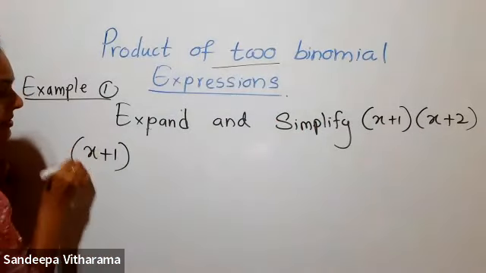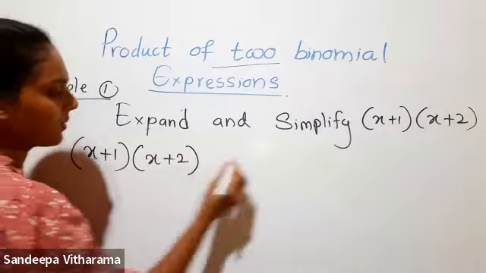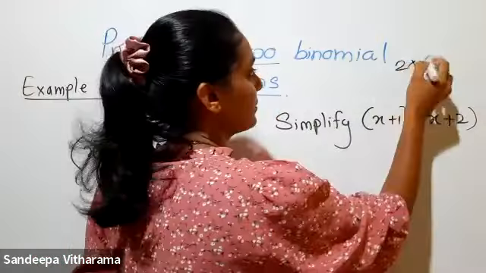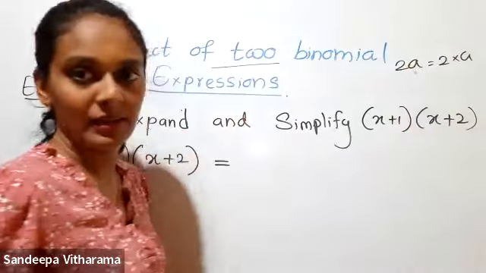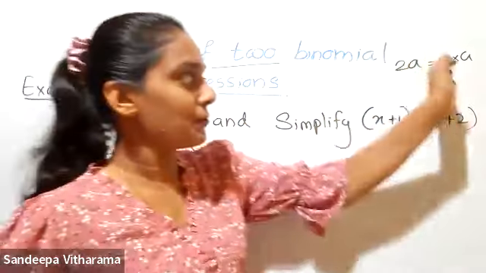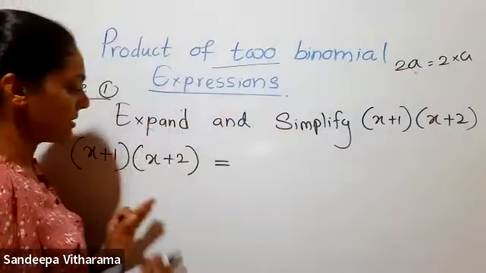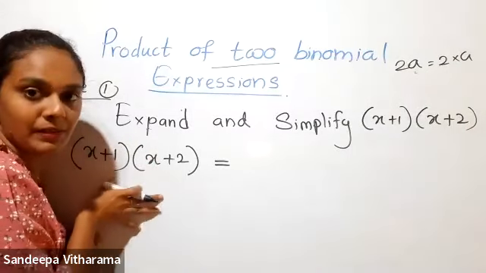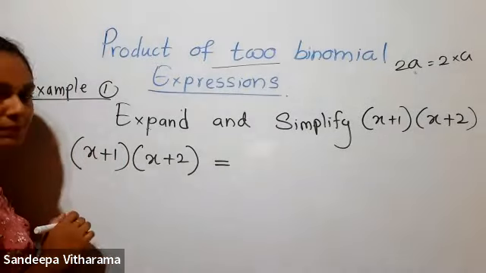X is added to 1, 2 is added to x. Okay. Now, as we know that 2 into a is equal to 2a, that means by multiplying 2 by a, we have obtained 2a. Likewise, you should be able to obtain the answer for this product, that means one expression.